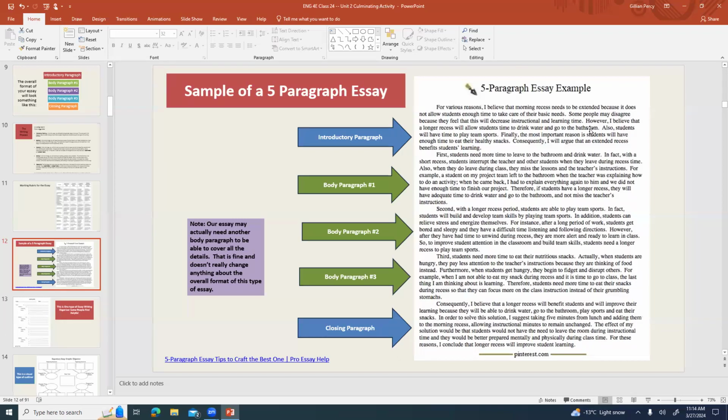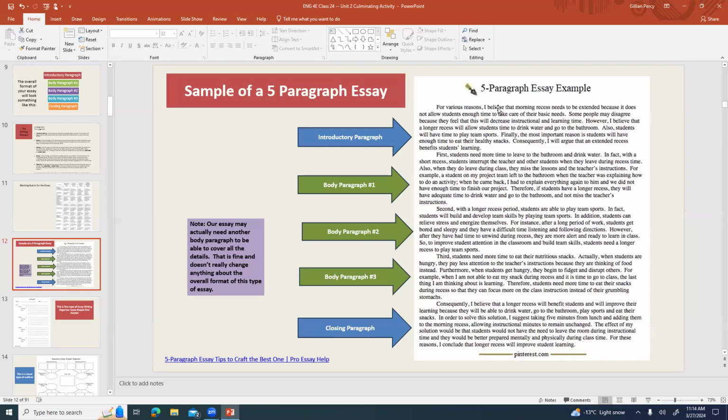For various reasons, I believe that morning recess needs to be extended because it does not allow students enough time to take care of their basic needs. Some people may disagree because they feel this will decrease instructional and learning time. However, I believe that a longer recess will allow students time to drink water and go to the bathroom. Also, students will have time to play team sports. Finally, the most important reason is students will have enough time to eat their healthy snacks. Consequently, I will argue that an extended recess benefits students' learning.